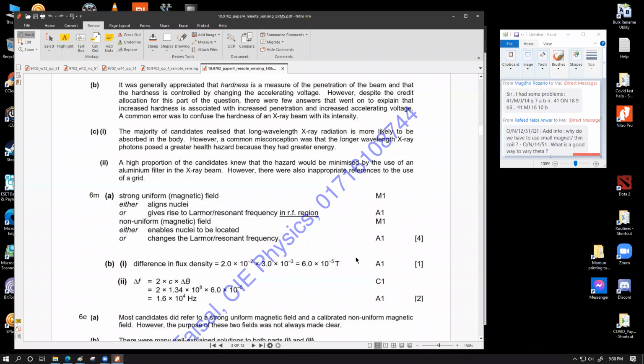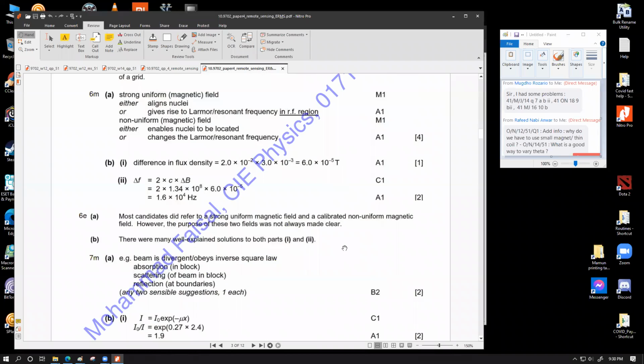What is in the examiner's report? It says there are many well-explained solutions for both part 1 and part 2. Okay, the examiners were happy. Most cases did refer to a strong uniform magnetic field and a calibrated non-uniform magnetic field. However, the purpose of these two fields was not always made clear. Okay, typical problem. Kids know what is inside, but cannot express what is inside.